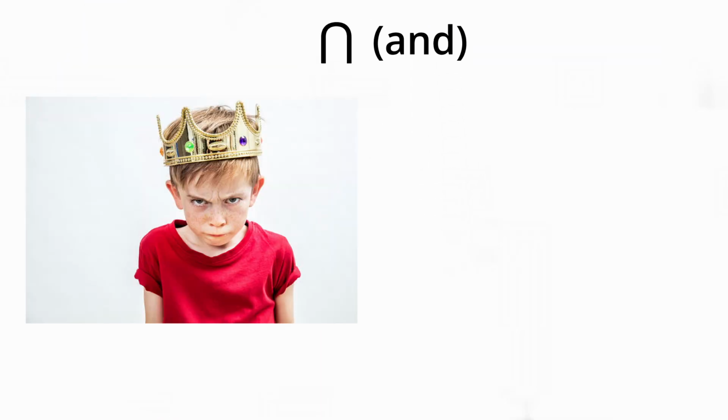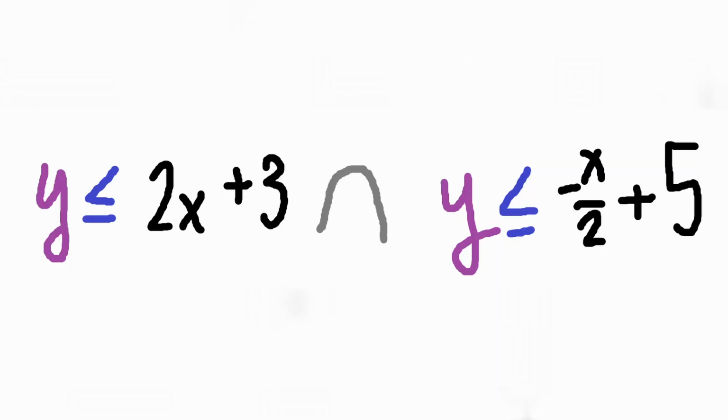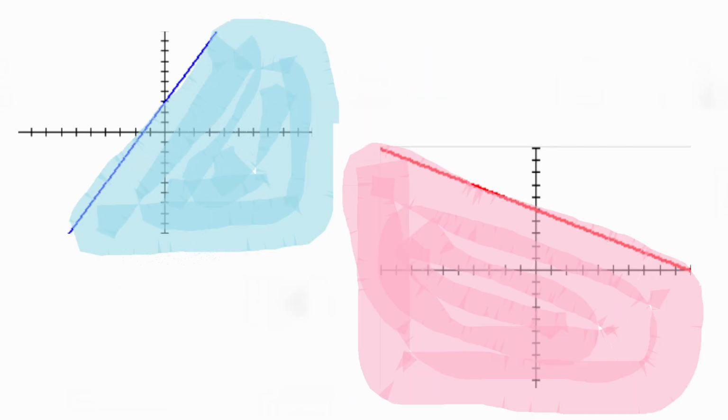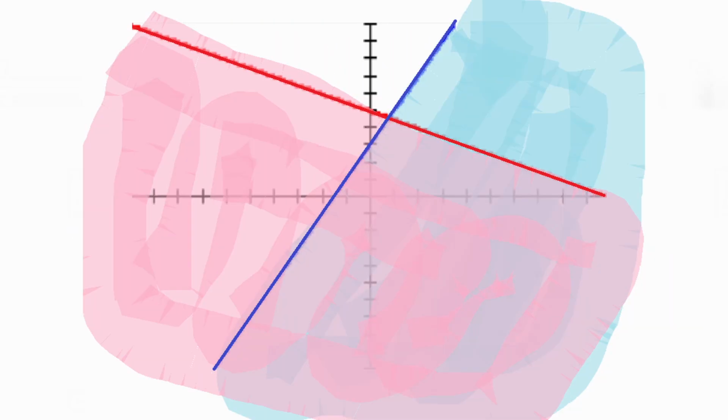Now, let's do and. And is like the spoiled younger brother, in that it's very picky. In order to be in the final solution set, the coordinate has to be in both solution sets, less than or equal to the blue function, and less than or equal to the red function. With and, we only keep the area where the red and blue overlap. It's like a tight, wholesome hug.